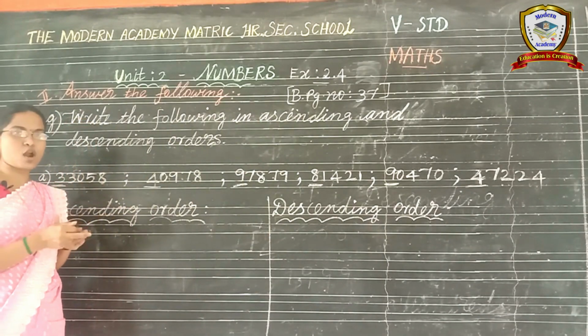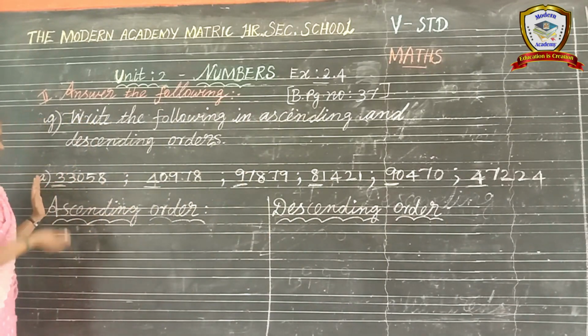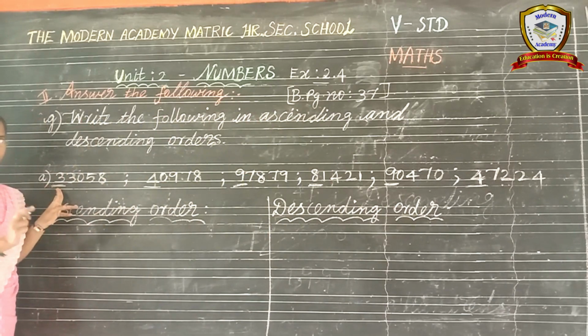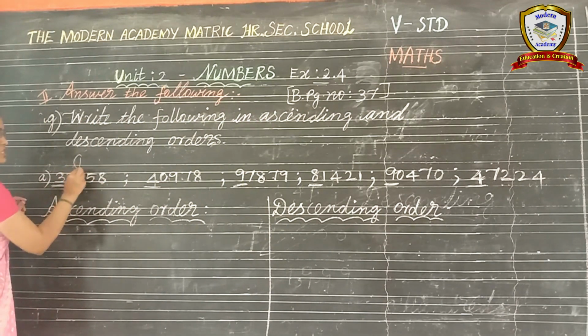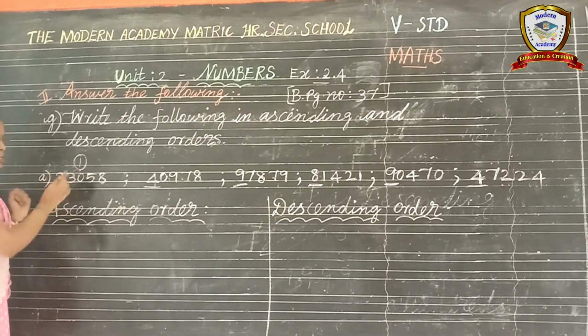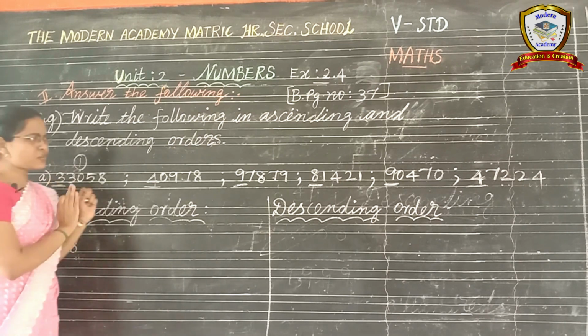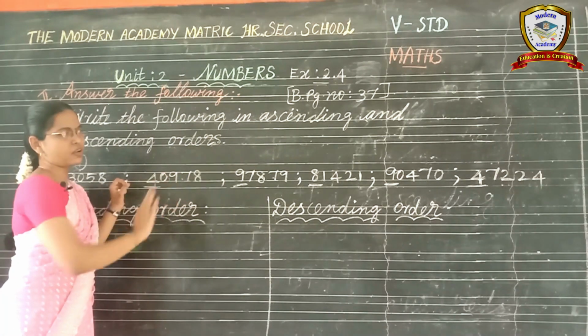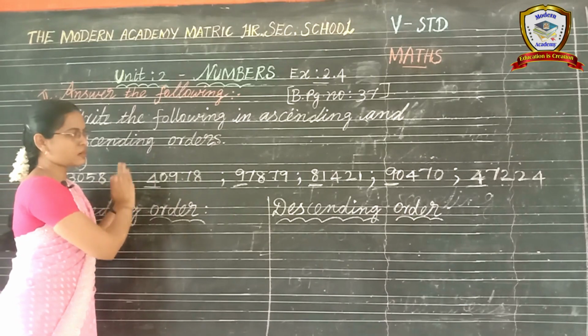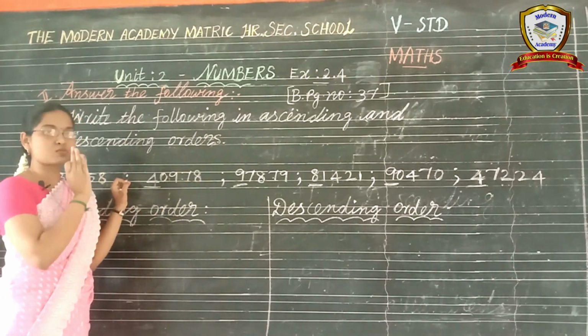Okay, now compare the first numbers. Which number is smaller? Yes, absolutely, 3 is the smallest. So this is the first smaller number. This one we can write down: 33,058. This is the first number. Next we have to see the remaining 5 numbers.